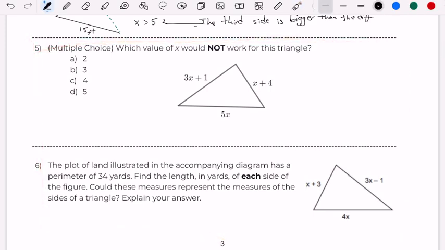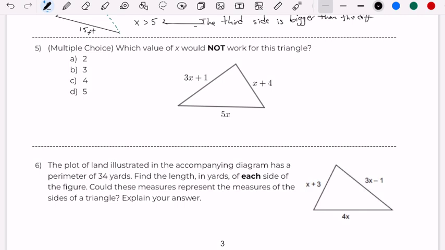So I need to plug in. My question is, which number would not create a triangle? So I need a number that would break the triangle inequality. I'm just going to go through the answer because I don't want to lose your time or my time. I'm just going to show you the one that is correct, and that is 5.